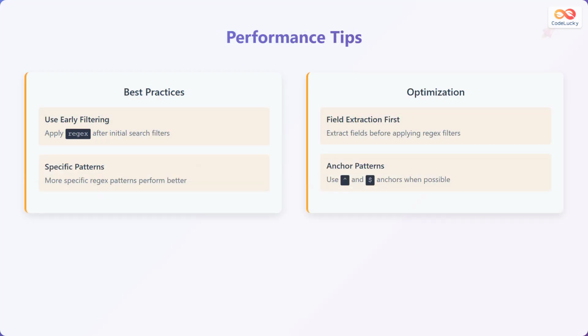To optimize regex performance in Splunk, follow these best practices. Use early filtering by applying regex commands after your initial search filters, rather than at the beginning of your search. More specific regex patterns perform better than broad, generic ones. Consider extracting fields first before applying regex filters, as this can improve search efficiency. Use anchor patterns with ^ and $ signs when you need to match entire field values rather than partial matches. These optimization techniques help ensure your regex searches run efficiently, especially when processing large volumes of data.